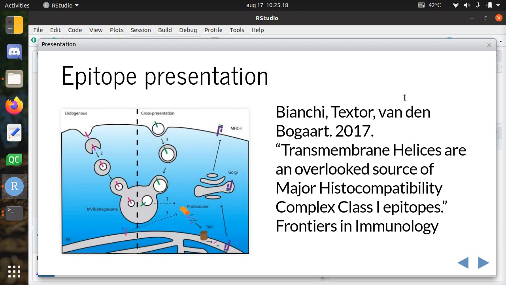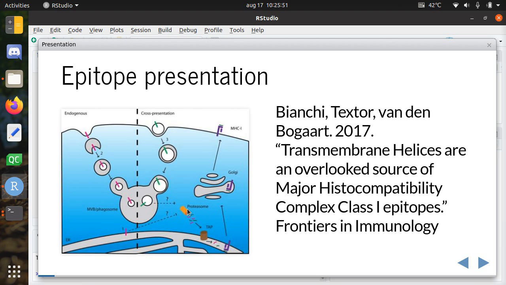And in 2017, Bianchi, Tex and van den Boogaert discovered that these epitopes are derived from a transmembrane helix more often than you would expect by chance. And that's weird, because in this picture that I took from that article, here we see the proteasome. That's how it's taught in university. The proteasome shreds proteins in the cytosol, and those are presented.